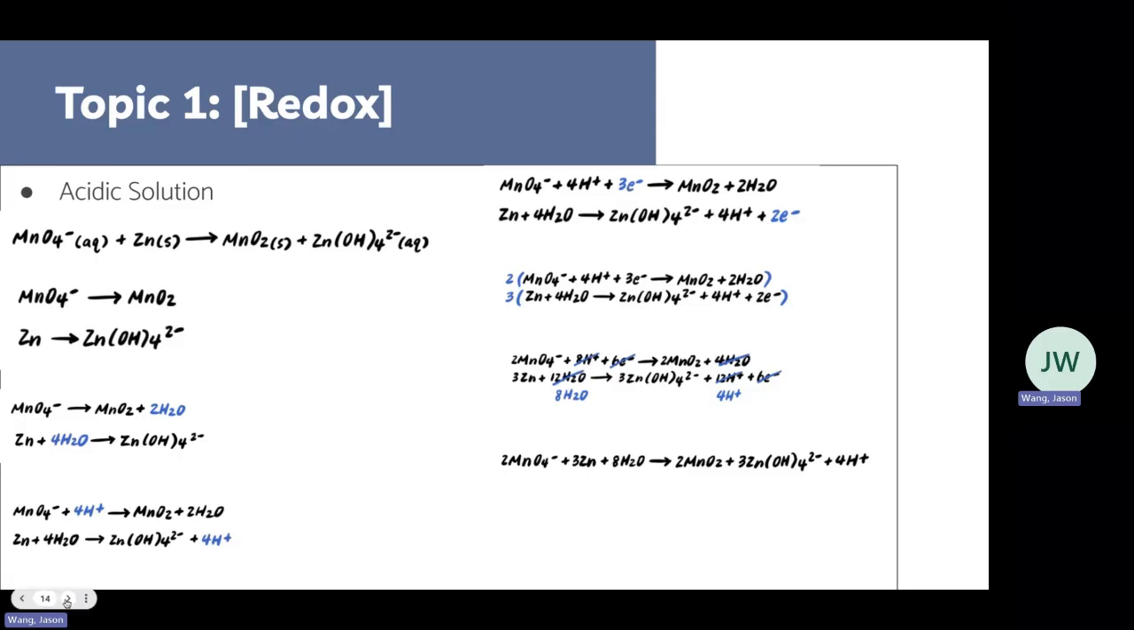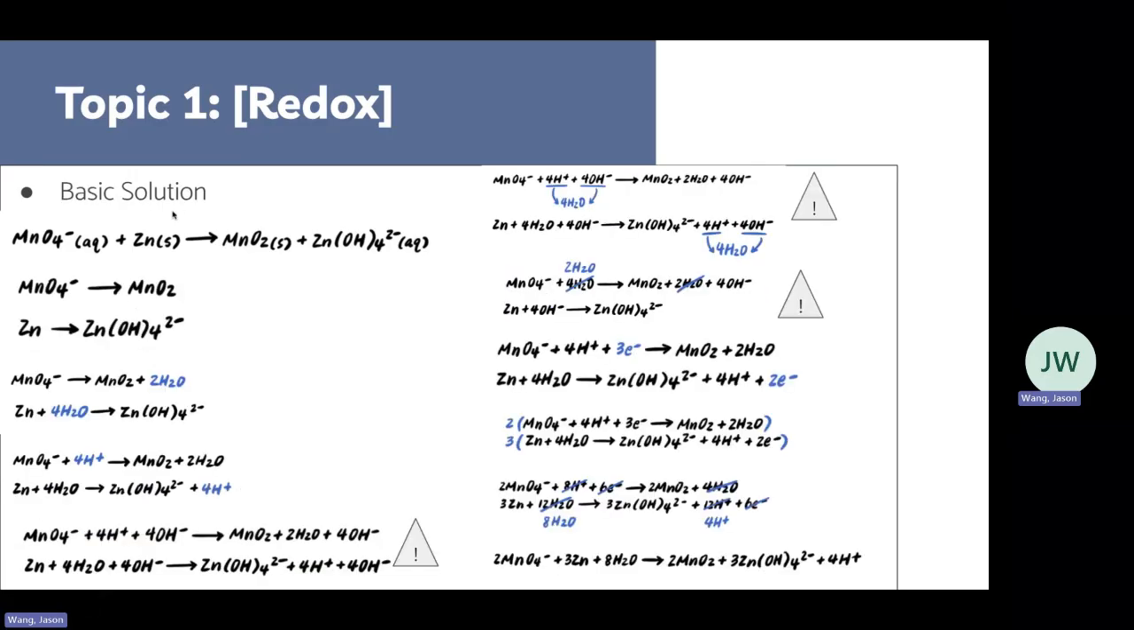Now, I do want to point out a difference between acidic and basic solutions. When they tell you on the exam, it's really tricky. People get tricked by this all the time because they don't read the instructions. So remember, whenever we have a basic solution, there are about 3 extra steps on top of what we needed to do with acidic solutions.